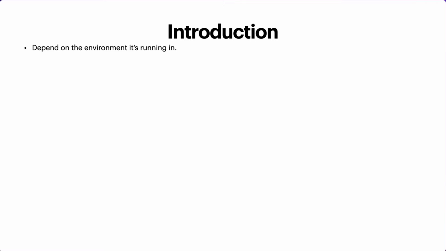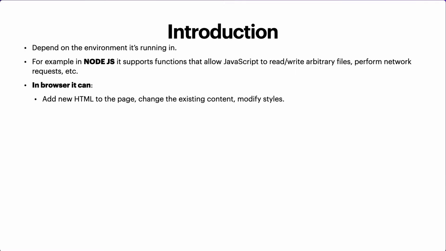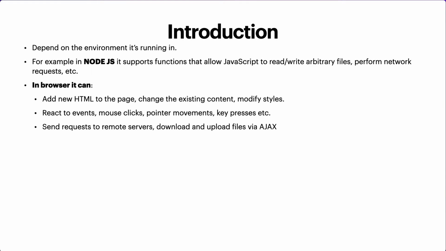It depends on the environment it is running in. For example, Node.js supports functions that allow JavaScript to read and write arbitrary files and perform network requests. And in the browser, it can modify HTML, for example, adding HTML to the page or changing the existing content, and modify styles. So we're just talking about what we can do with JavaScript in the browser. It will react to events, for example, mouse clicks, pointer movements, and key presses. It can send requests to remote servers, and download and upload files via Ajax that we'll talk about later on.